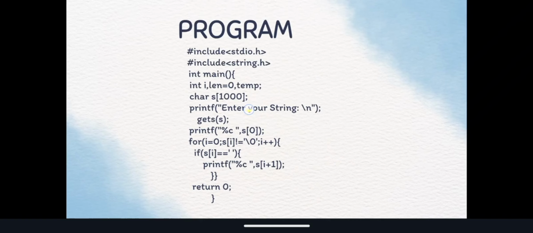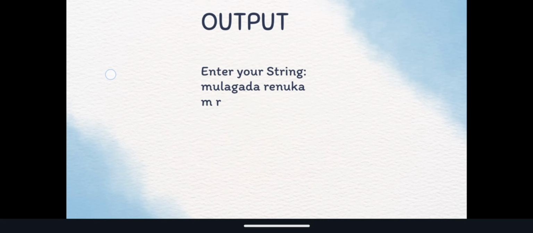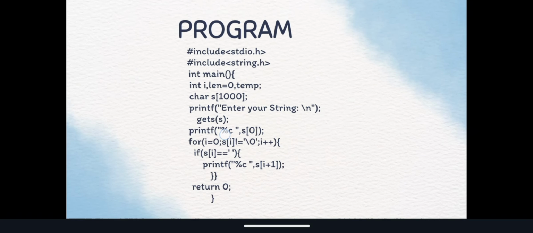A character array to store the input string with a maximum length of 999 characters plus 1 for the null terminator. Now input the string: printf enter your string, and gets s to read the line of input into the s array. It stops at a new line character. Now print the first character: printf, double quotes, %c, to print the first character of the string as it is the start of the first word.